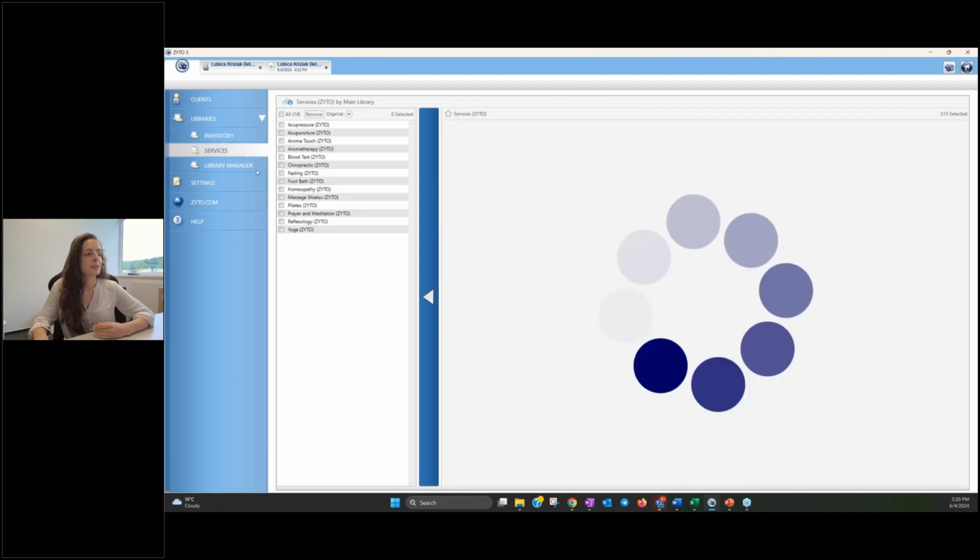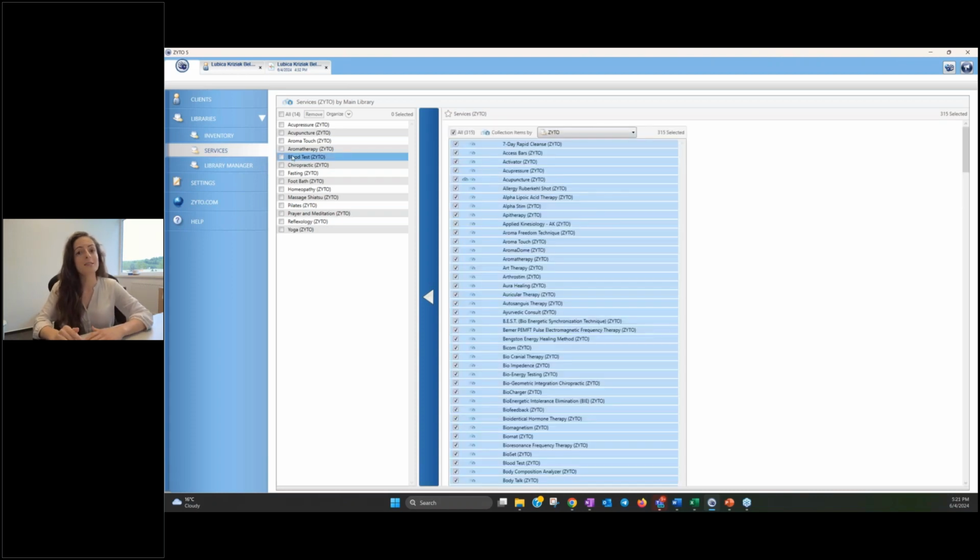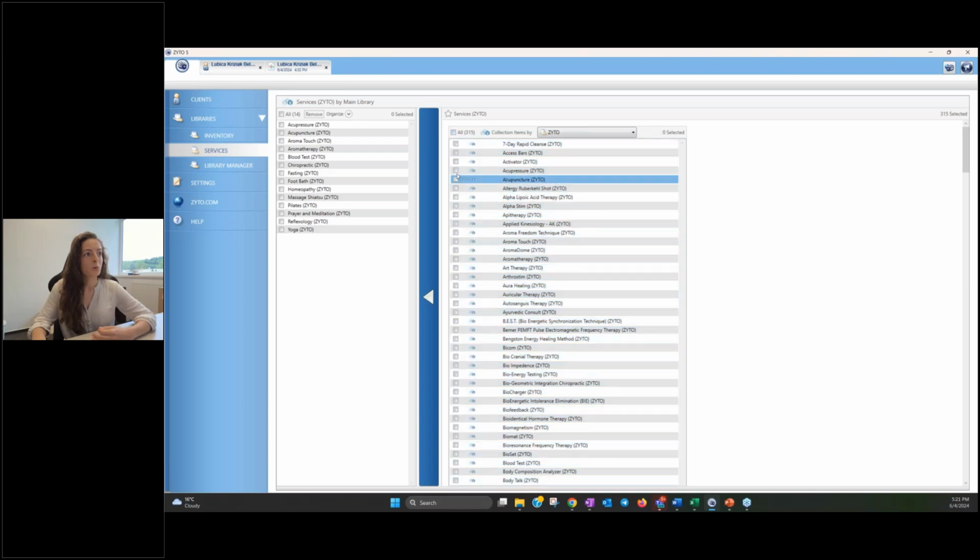Then the next part is services. I want to show you this one because you actually have to set up the services inventory in case you want to see what services your body or your client's body is responding positively to. As you can see, this is a list of 315 services which are available in the Zyto database, and you can pick the ones that you want in your inventory and move them to your database. On the left side of the blue bar is your inventory, and on the right side is what's available to you.